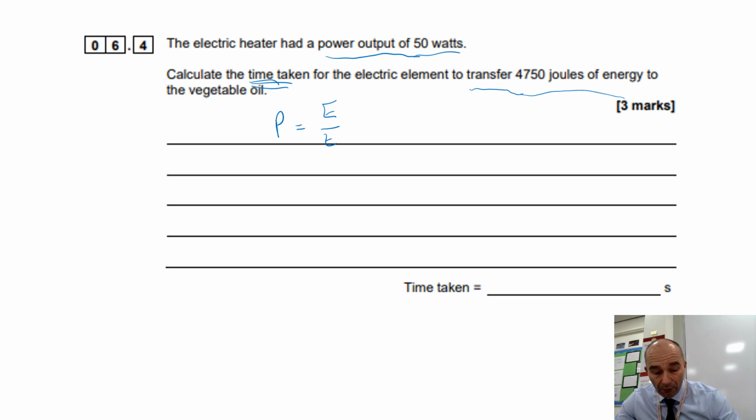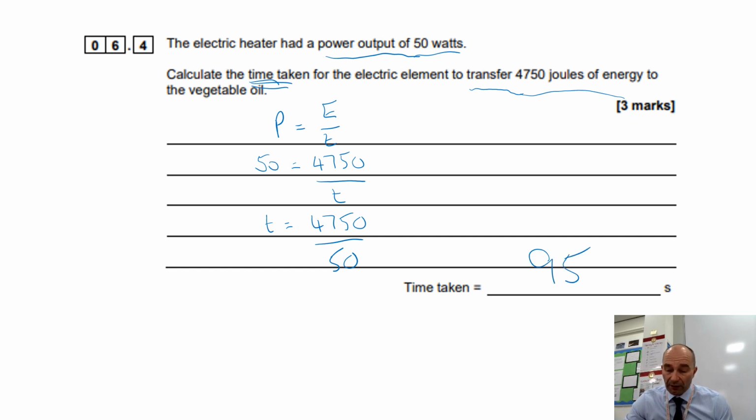So we now just substitute the numbers we've got. Well, we've got a power of 50. So 50 equals 4,750 divided by T, our unknown. At this point, we've now got a mark, just by substituting the numbers correctly. Your second mark comes from rearranging the equation, starting to solve it. So we need to get T, so we end up with 4,750 divided by 50. If you put those numbers into your calculator carefully, you then get the third mark by calculating that the answer is 95 seconds.